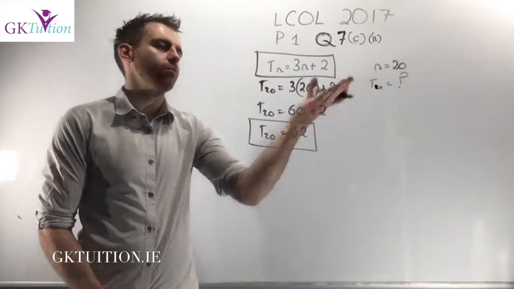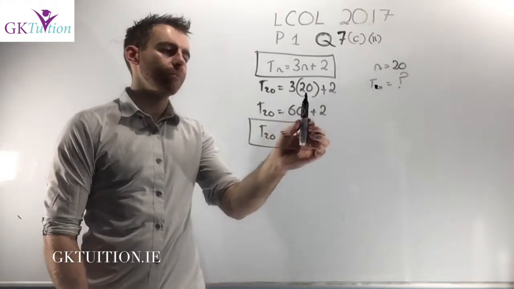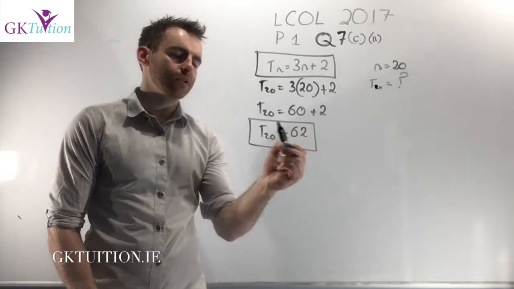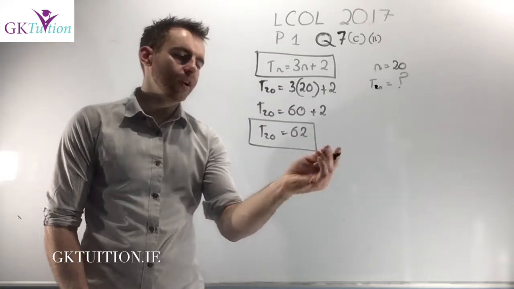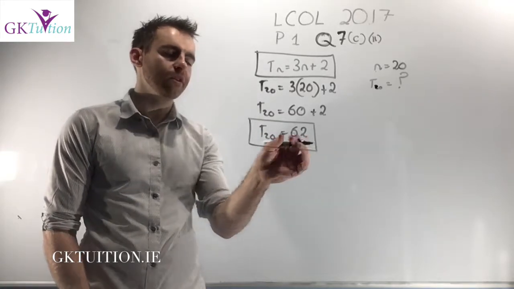In order to do that, we just need to sub in. Instead of an n, we sub in a 20. We get 3 times 20 plus 2. 3 by 20 is 60, and then 60 plus 2 gives me 62. So your final answer for that is that T20, or the number of tiles in the 20th pattern, is just 62.